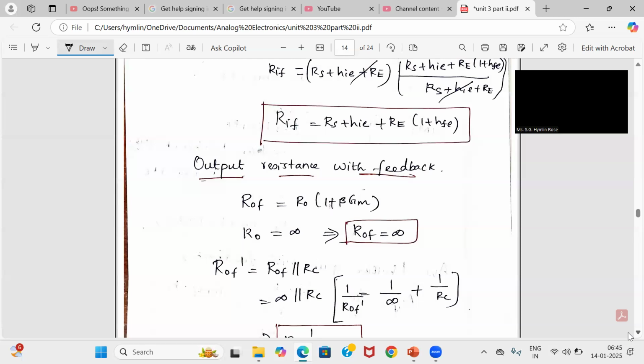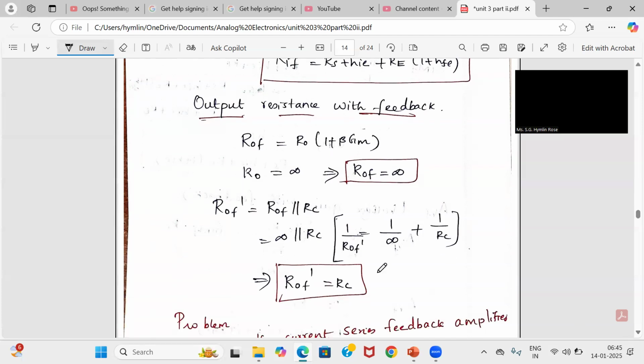What is R naught F dash? R naught F is without your collector resistance. Now R naught F dash is R naught F parallel RC, because the output resistance with feedback is parallel with your collector resistance. Since R naught F is infinite, infinite parallel RC becomes 1 by infinite plus 1 by RC. 1 by infinite is 0, so it becomes RC, since it is equivalent to the RC. So this is how you have calculated for your current series feedback topology.